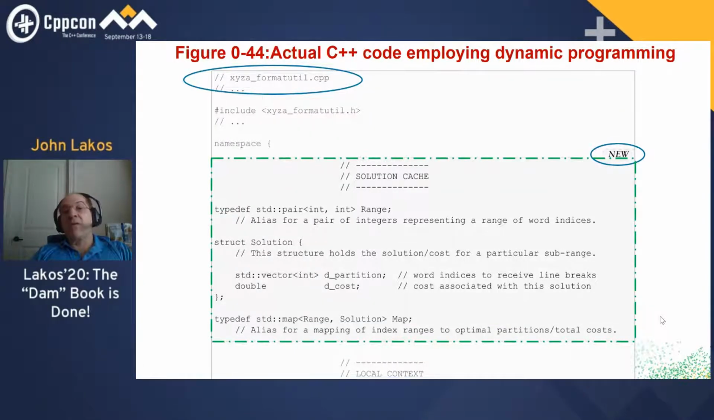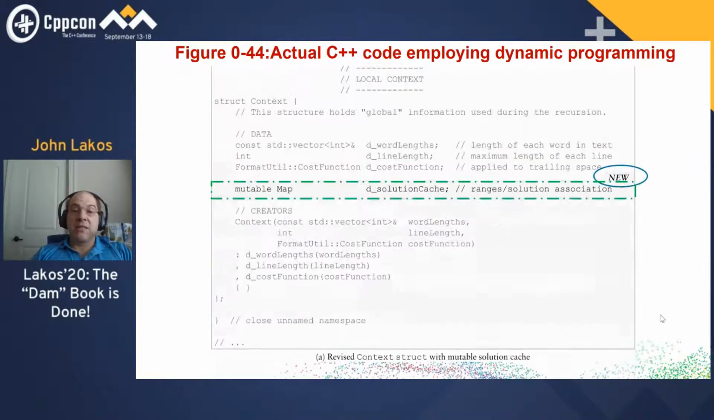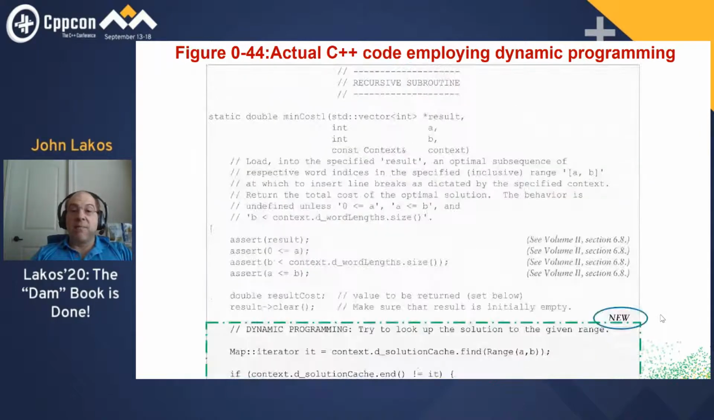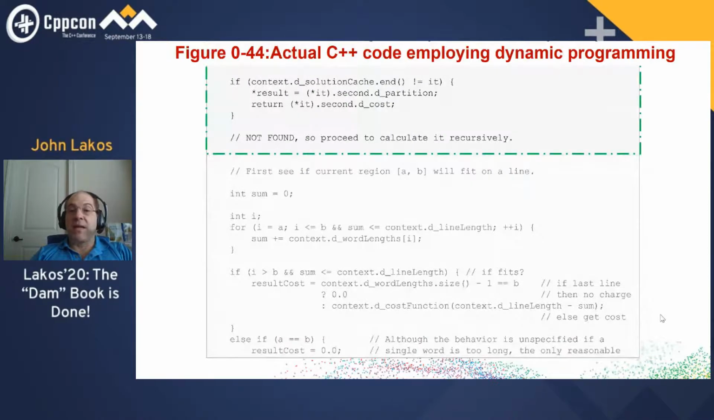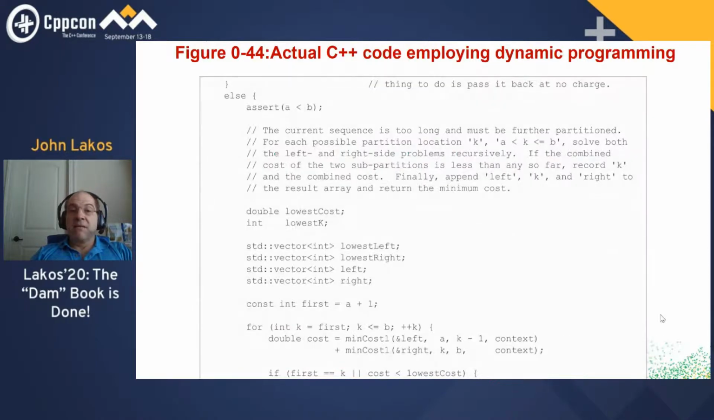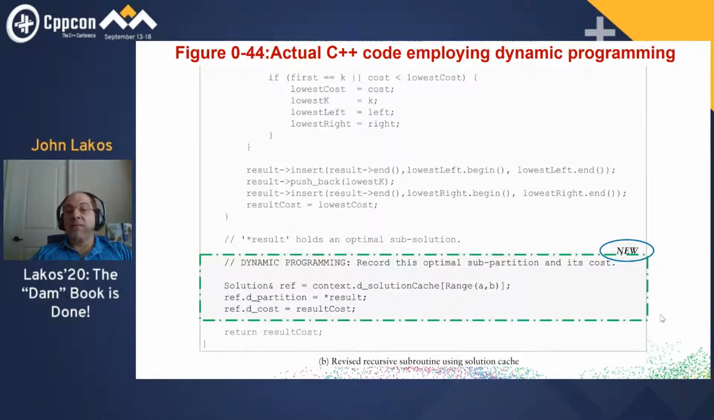I'm showing you the same code as before. I've added code to what we had before, which is very important. It's an additive process. So I've added the solution cache. I've added a data member. I've added the part where we look to check to see if there's something there. And then I've added the part where we say if it wasn't there, I calculate it and I put it back. That's all this is.